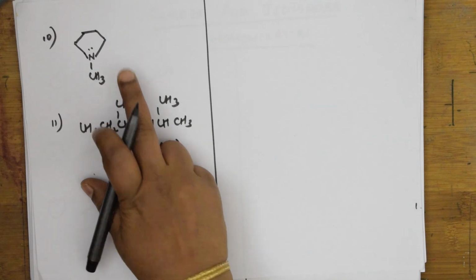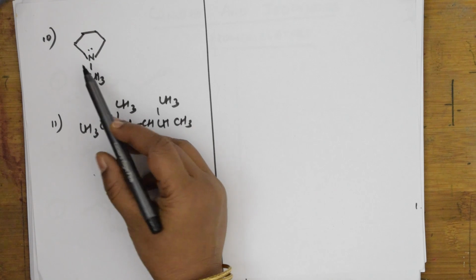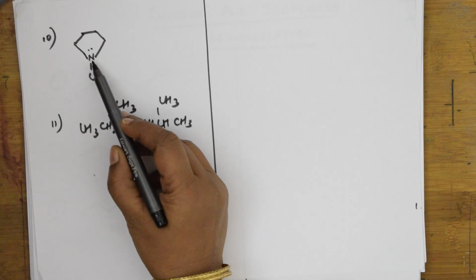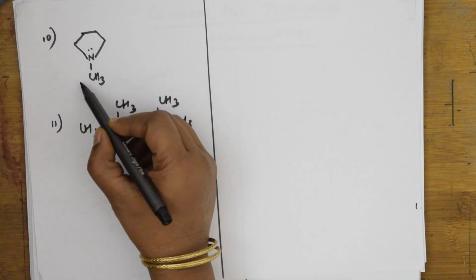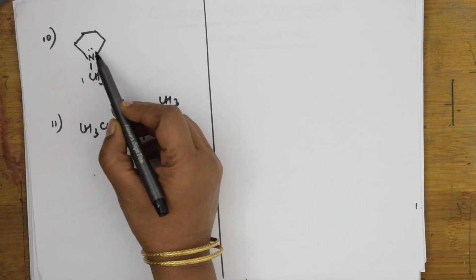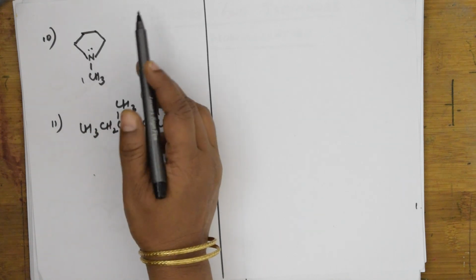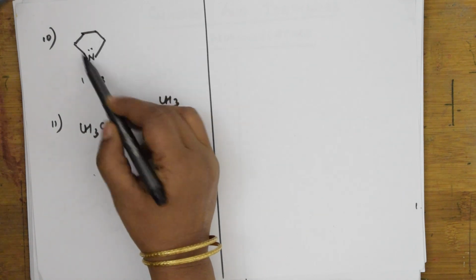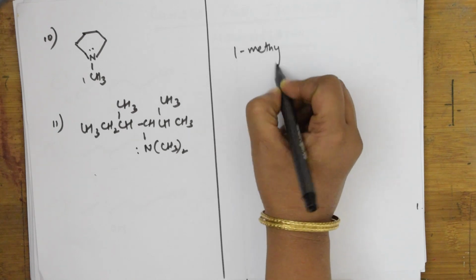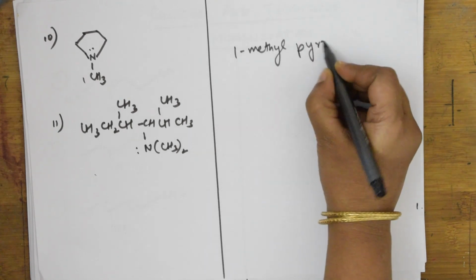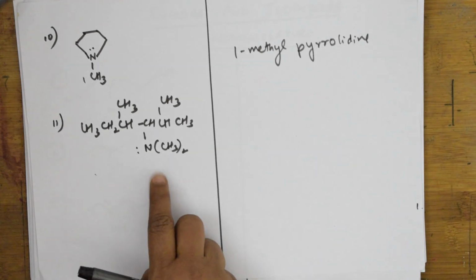In the 10th one, this particular group, when you have a ring and N present, it is called pyrrole. But which position is this methyl group present? This is 1, this is 2, this is 3, this is 4. There is basically nothing to count actually. This is pyrrole group, so you can directly write 1-methylpyrrolidine. Right? Done. Let us name this.